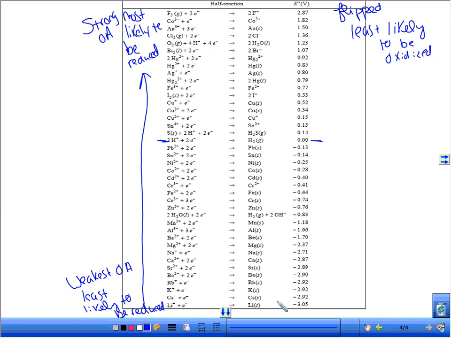And down here, if we were to flip those, we're talking about lithium as our reactant, that would be most likely to be oxidized. My pen is not working very well because I'm sitting so close to the Bluetooth.